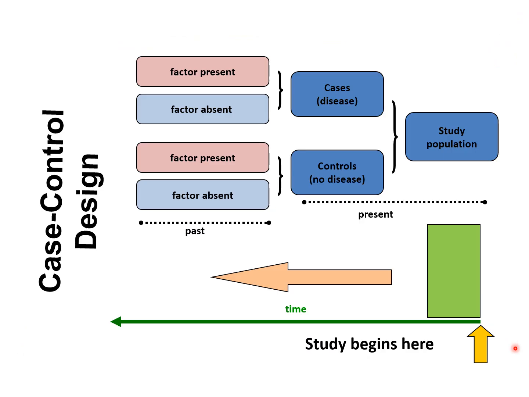So in case control design, the study population is divided into two groups: those with the disease, or cases, and those without the disease, who are controls. From each group of cases and controls, the exposure is assessed, whether the factor is present or absent. But these factors are from the past. The state of the disease is the present. Therefore, a case control study looks at information retrospectively.